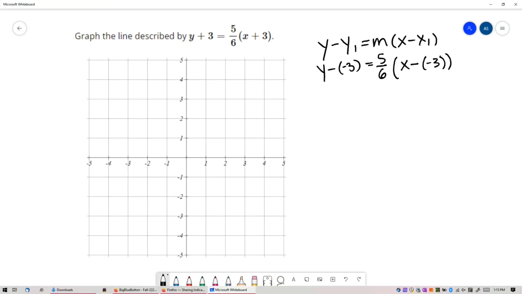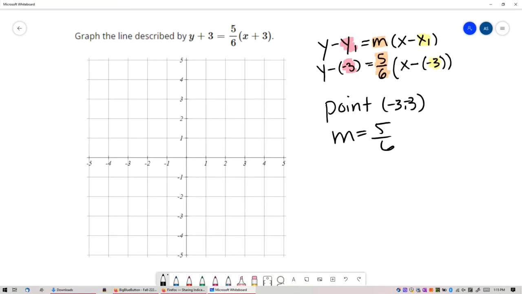And I wrote it in this way so that you could see that the m, which stands for slope, lines up with the 5/6, and the x1 lines up with the negative 3, and the y1 lines up with negative 3. So this gives us a point on the line of (-3, -3), and a slope of 5/6. So without doing any calculation, we can graph this line.